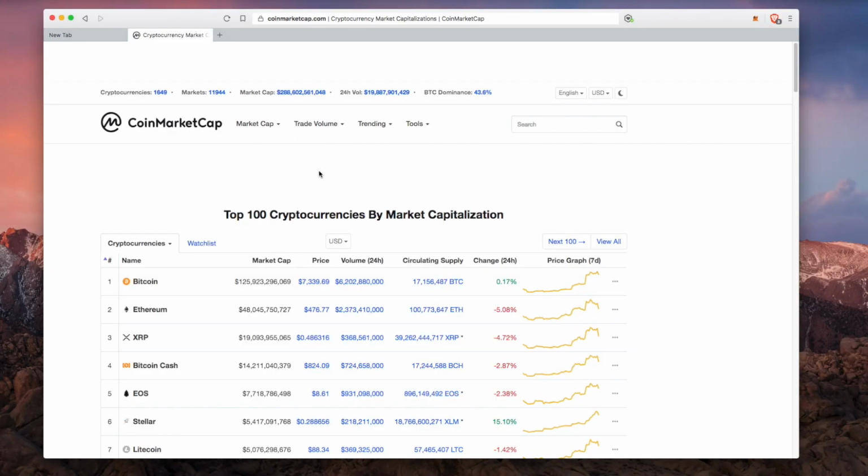So let's have a look at the markets at the moment. We're at a market cap of 288 billion, and we're at a BTC dominance of 43.6%.